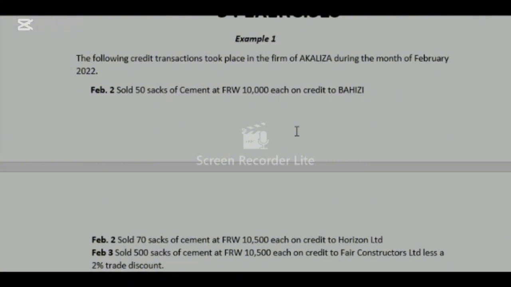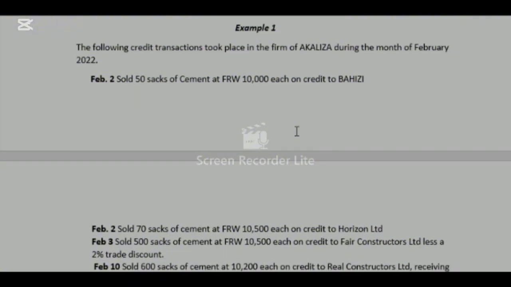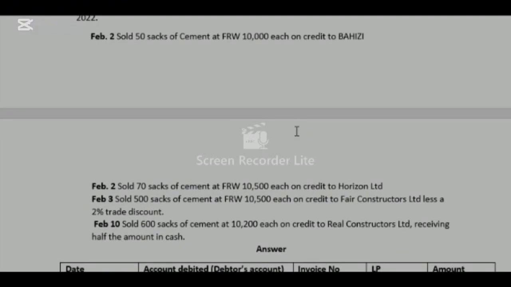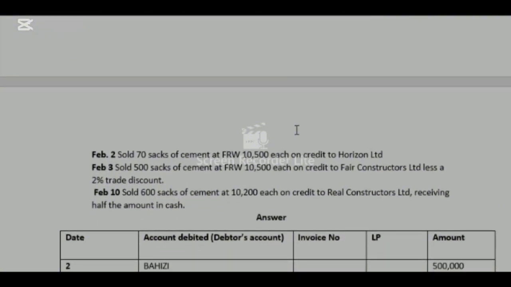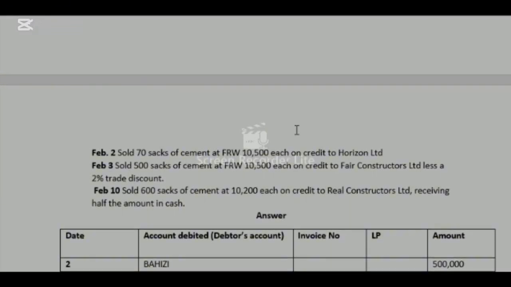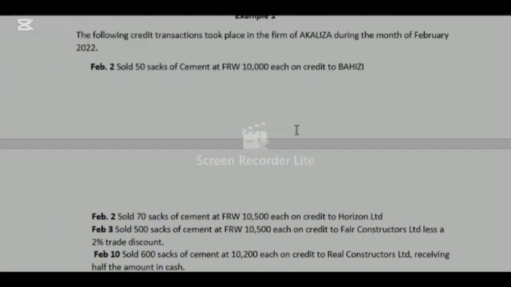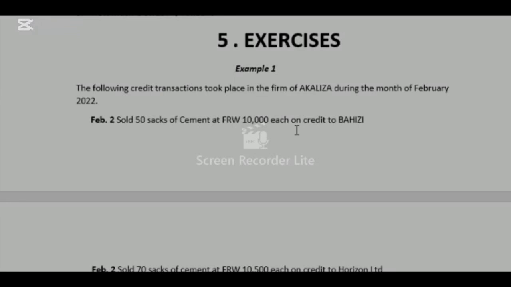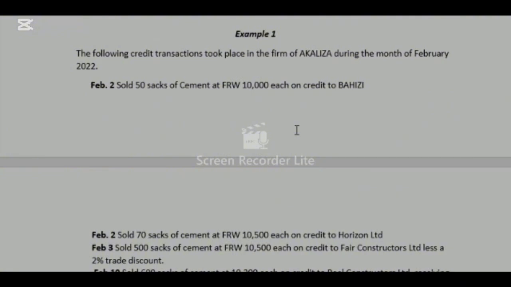The second step is to calculate the gross amount, which is the quantity times the unit price per unit. On February 2, we take 50 times 10,000 to get the gross amount. On the same date, 2 February, we take 70 times 10,500. On February 3, we take 500 times 10,500. On February 10, we take 600 times 10,200 to get the gross amount.